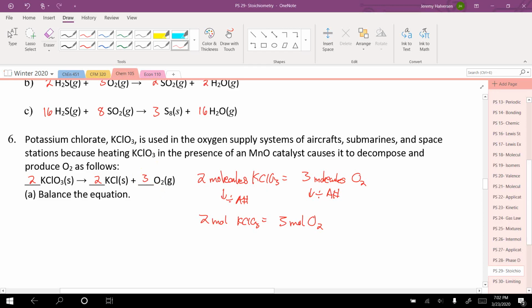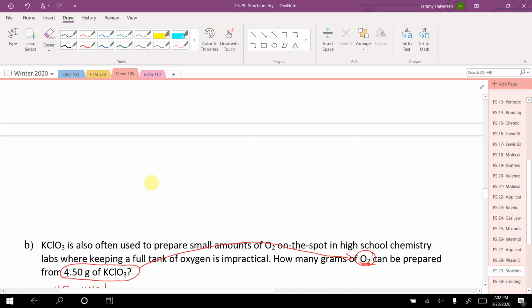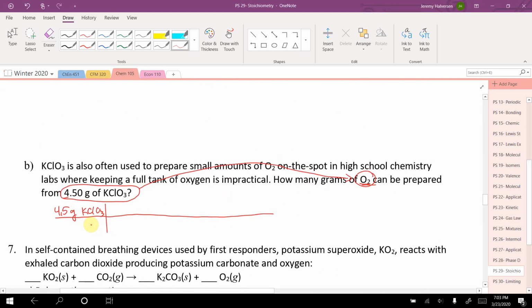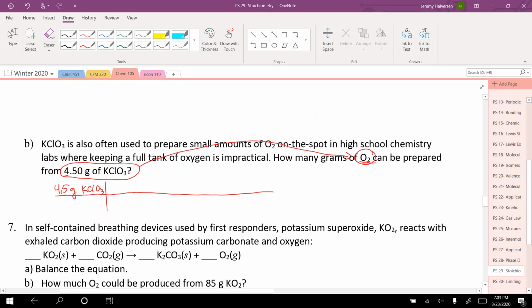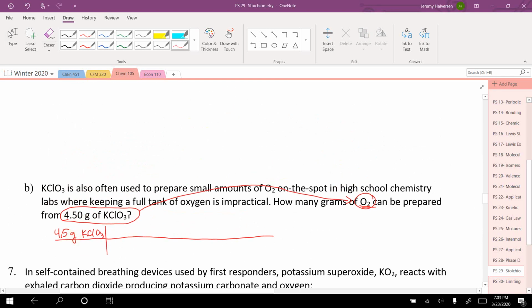There's a 3 there. And we're going to exploit that relationship in order to convert from the world of KClO3 into the world of O2. But if you remember, that relationship is in moles. And so we can't use it with 4.5 grams of KClO3. We need to convert that to moles. And we know how to convert from grams to moles using a molar mass.